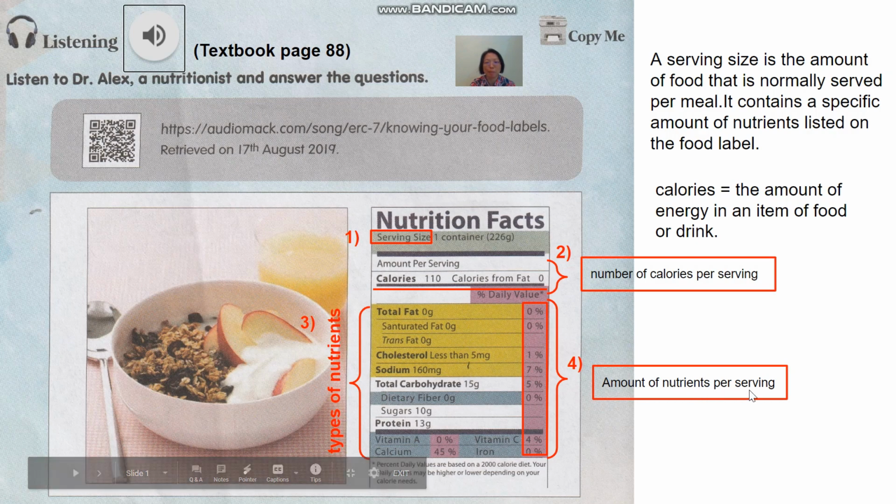So number three is types of nutrients, and lastly, from the food label, we can also get amount of nutrients per serving. Now, when you look at the serving size, what is the meaning of a serving size? So a serving size is the amount of food that is normally served per meal. It contains a specific amount of nutrients listed on the food label. Okay, so this is what we mean by a serving size. It is the amount of food that is normally served per meal. Per meal means for every meal. Okay. Now, what do you understand about calories? Calories means the amount of energy in an item of food or drink. Now, let's look at the next one.